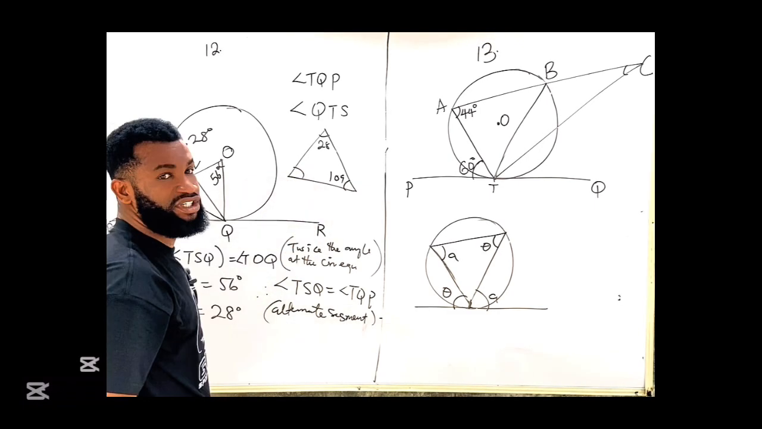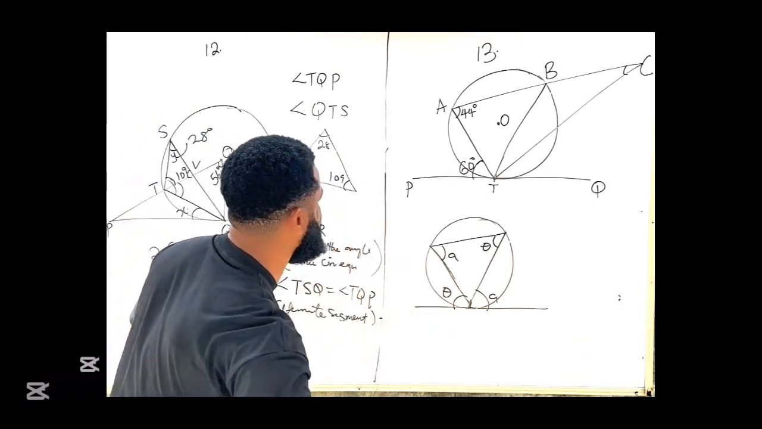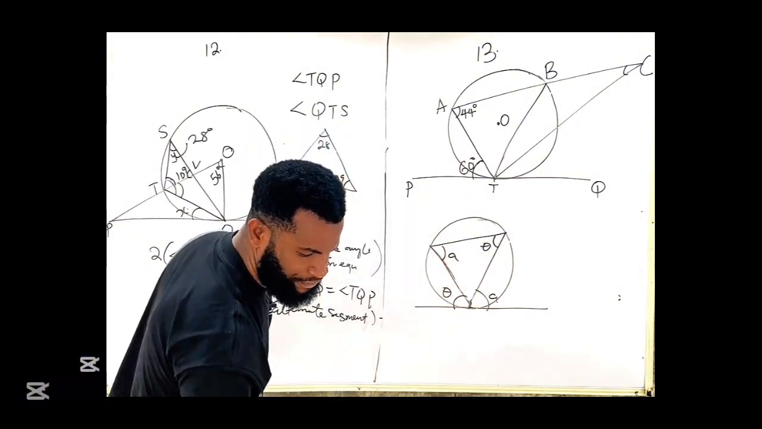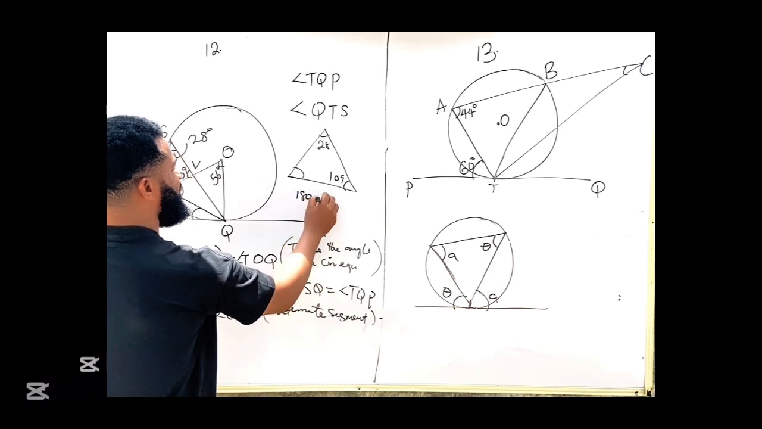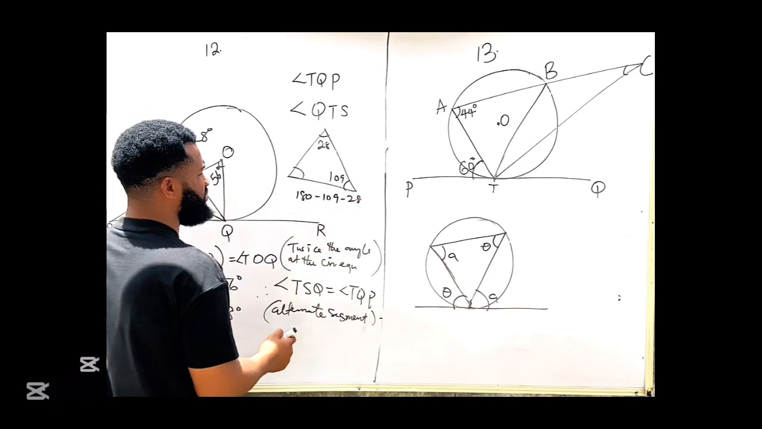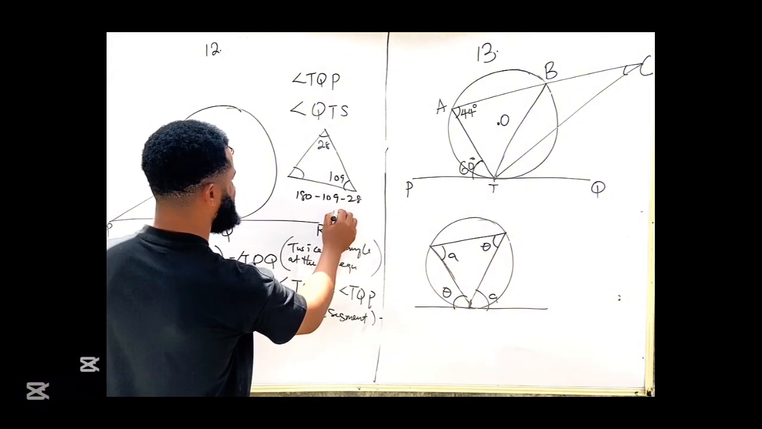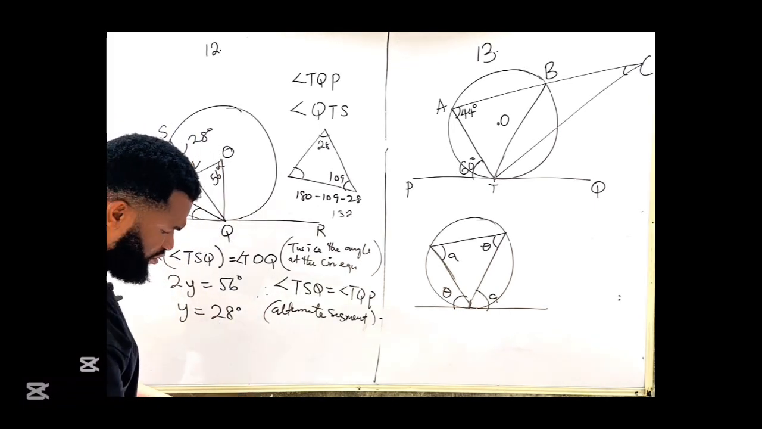So sum of angles in a triangle. I am trying to maximize space. All right, so I will still keep this. I want to keep this. I will use it to solve this as well. So let me solve this. This is 180 minus 109 minus 28. So this is going to be 132.